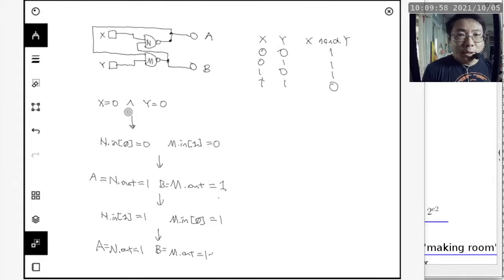Okay, very good. So are we good so far with this analysis?